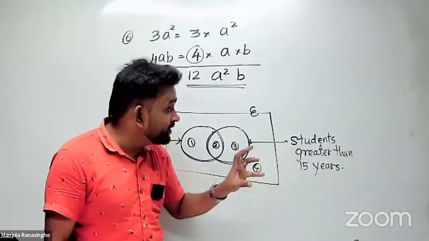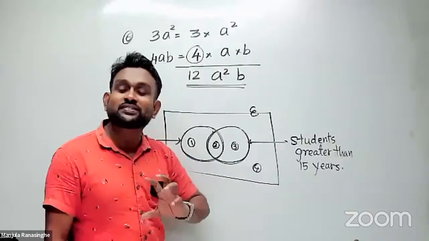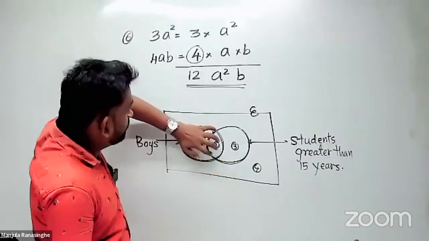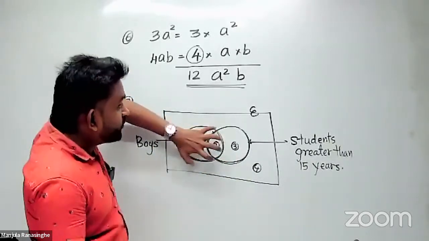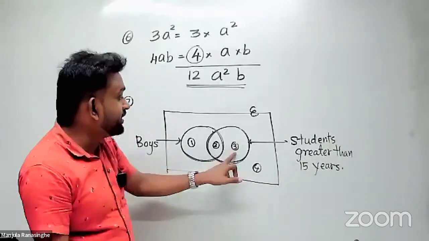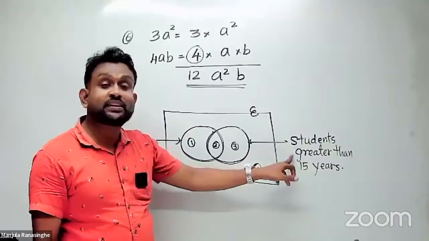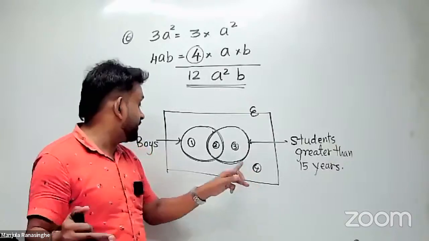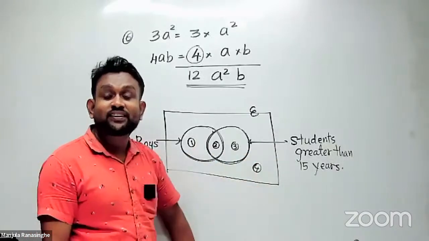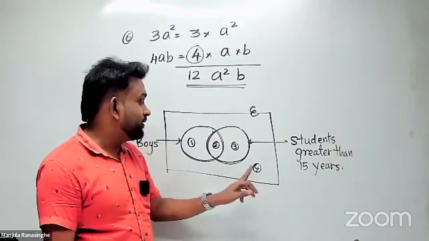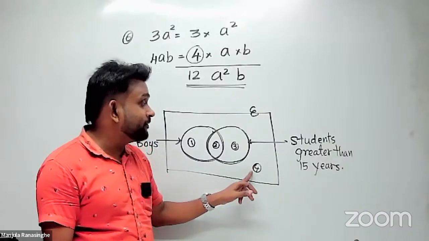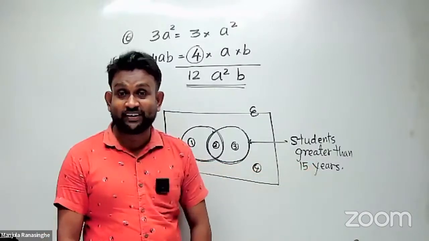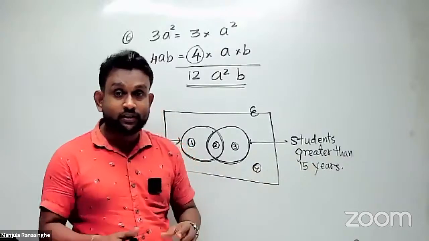That is the set greater than 15 years only, but that doesn't give a clear picture. So that is not boys. Why? It is not intersecting with the boys set. If not boys, surely girls. So here we have the girls who are greater than 15 years. Then what about 4? It is neither boys nor students greater than 15 years. In other words, neither boys, meaning girls, and students not greater than 15 years, maybe lower than 15 years. Okay, that's how you identify the terms.